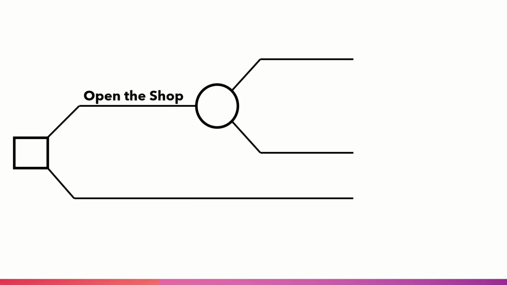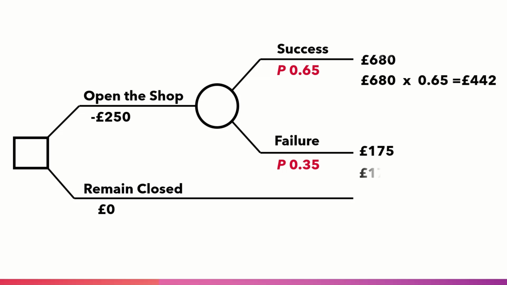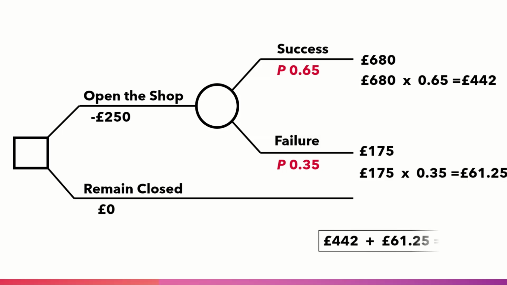So, we start by drawing a square to represent our decision to either open the pizza shop or remain closed. We know that if we decide to open, that there are two possible outcomes, success or failure, so we draw a circle and add in the expected payoffs and probabilities to show these options. When we multiply 680 by 0.65, and then add this to 175 multiplied by 0.35, we arrive at an expected value of £503.25.